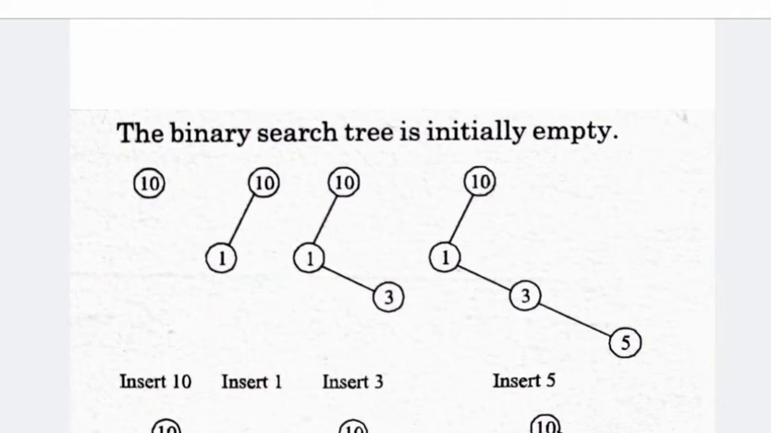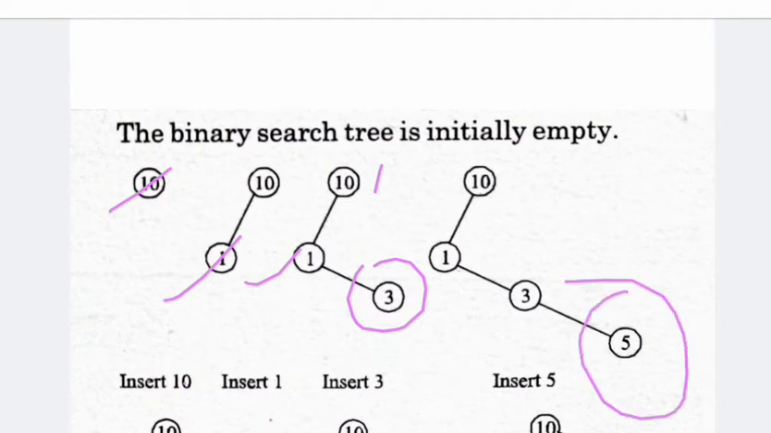Initially we insert 10 and then second we insert 1. Now if we insert 3, it is greater than 1 and less than 10, so 3 becomes the right child of 1. Again we insert 5. We get that 5 is greater than 3 but less than 10, so 5 becomes the right child of 3.